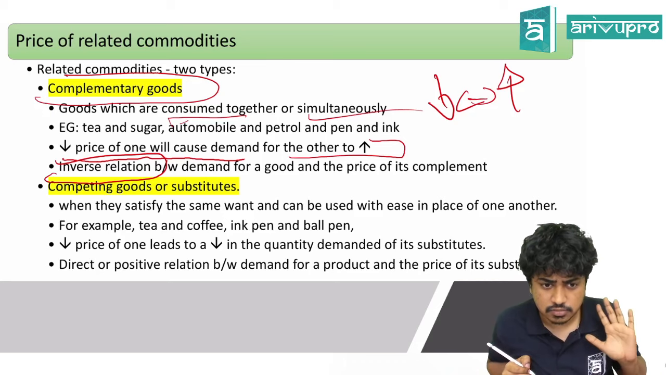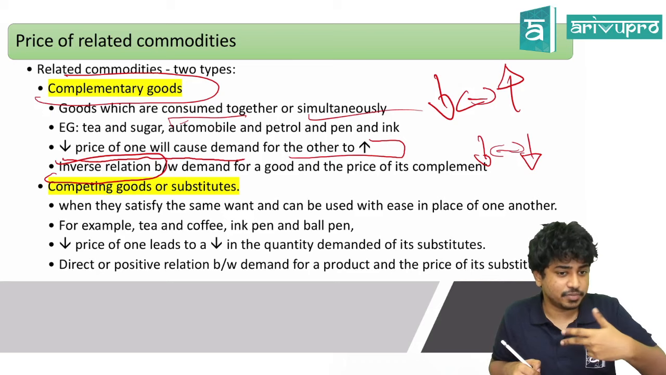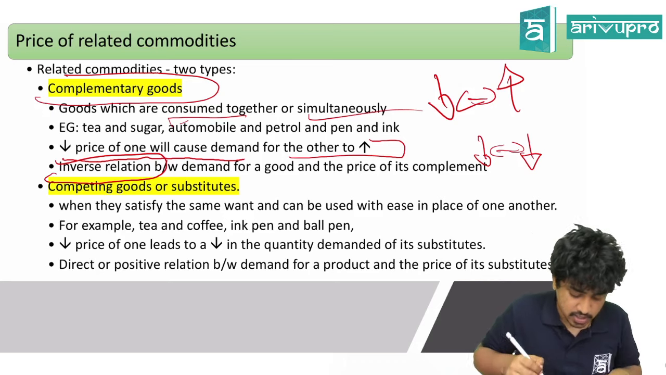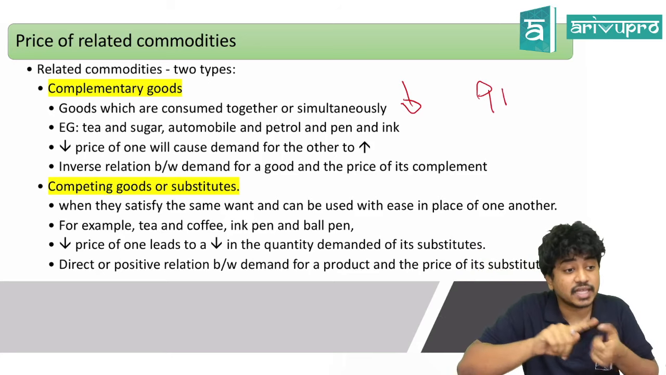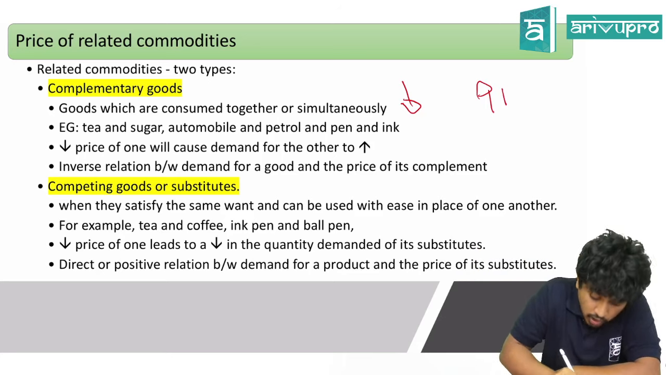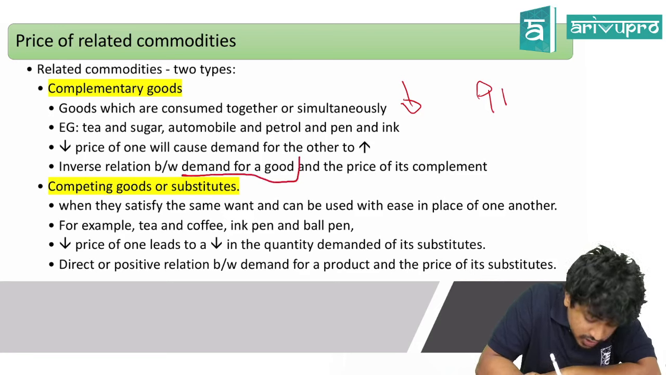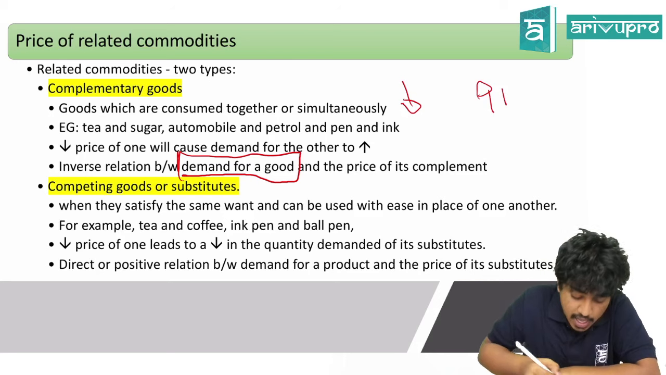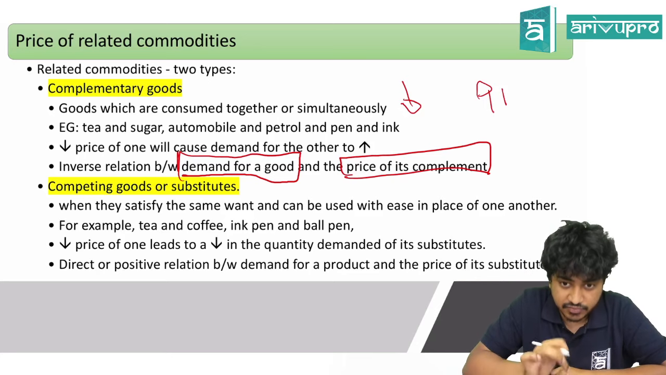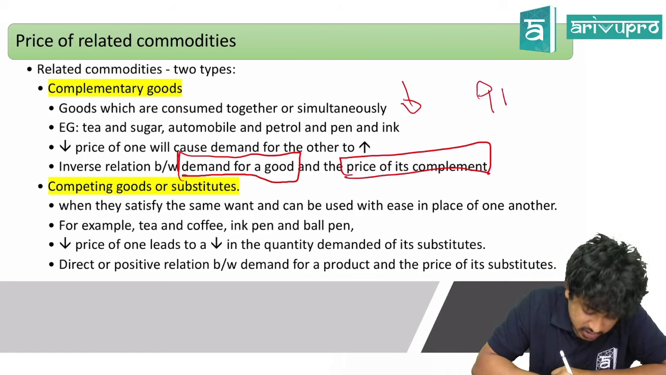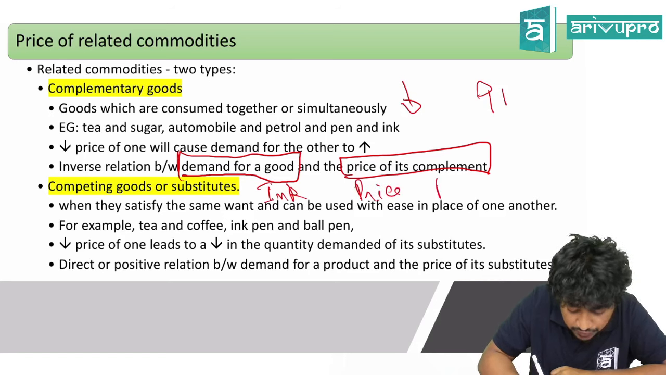You have heard this in Maths, right? If something is going down and this is also going down, what do we call it? Direct relationship. Positive relationship, right? But here, when the price of pen goes down, the demand of ink is increasing. So there is an inverse relationship. Read it: there is an inverse relationship between demand for the good and the price of its complement. In our pen and ink example, there's an inverse relationship between demand for ink and price of pen.